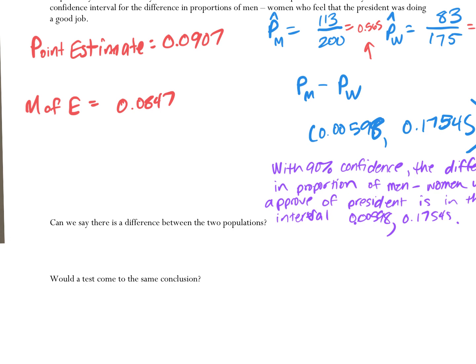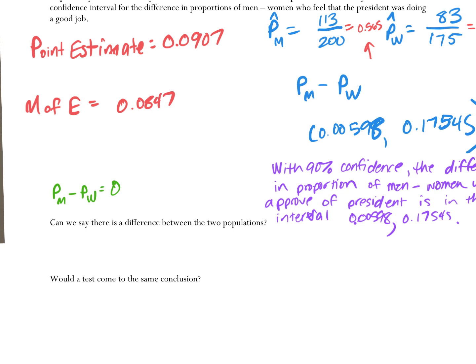Yeah, because the interval is different. It's not the same numbers. What would it mean? What could we say about PM minus PW if there's not a difference between the two? That is my point. Is 0 in the interval anywhere? No. So is it possible that there's not a difference? No, because 0 is not in our interval. It's not one of the reasonable values that we just calculated for the difference.